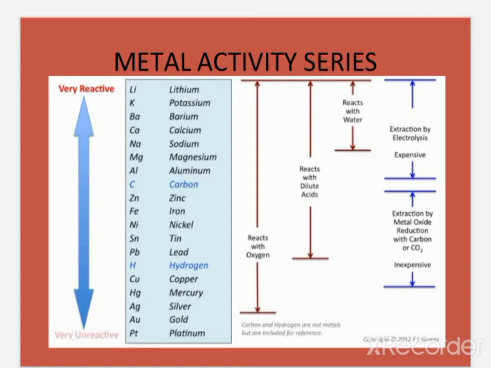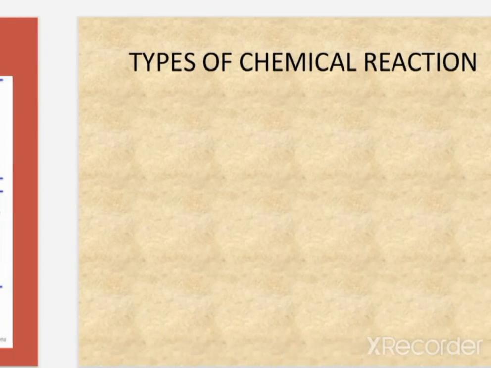Depending upon their reactivity with oxygen, dilute acid and water, this metal activity series decides which metal, when it reacts with oxygen, the reaction will be very high. And that's why you see that gold, silver and platinum in the slide are at the bottom. That means they are very unreactive, less reactive, and that's why they are very costly in nature, because they do not react very quickly with any other metal, even with water, oxygen, or any dilute acid. Clear? So this is about your metal activity series.